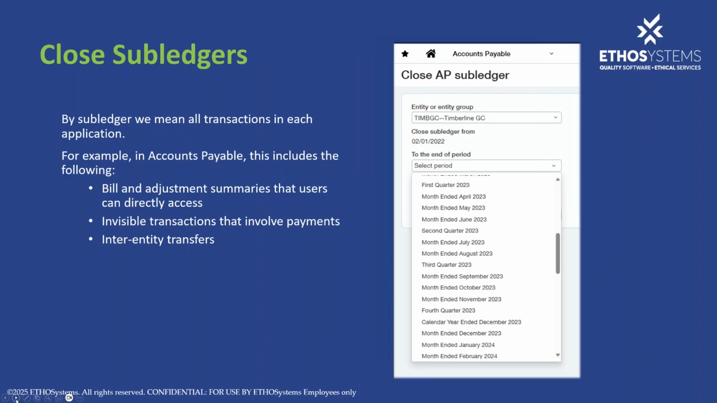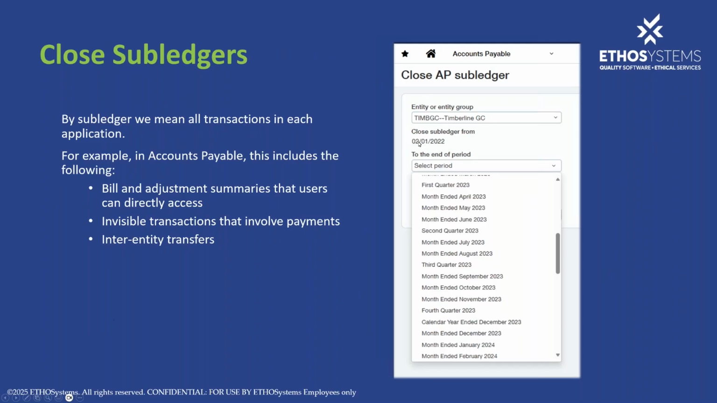But by subledger, we mean all transactions in each application. So for AP, that would include the following. Just like I said previously, bill and adjustment summaries that users can directly access, invisible transactions that involve payments. It means invisible, it means what's happening behind the scenes, right? And then the inter-entity transfers. And that's only if you're set up. This is referring to inter-entity transactions for people that are truly set up as inter-entity using the inter-entity configuration in Sage Intacct. If you're not doing that and you're using it the old school way, then you don't have to worry about it. But I think you get the idea there.